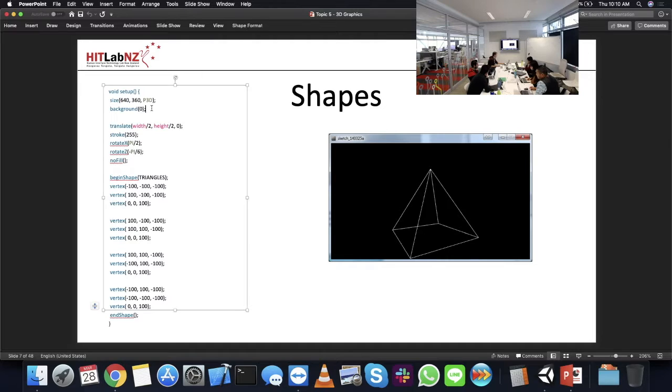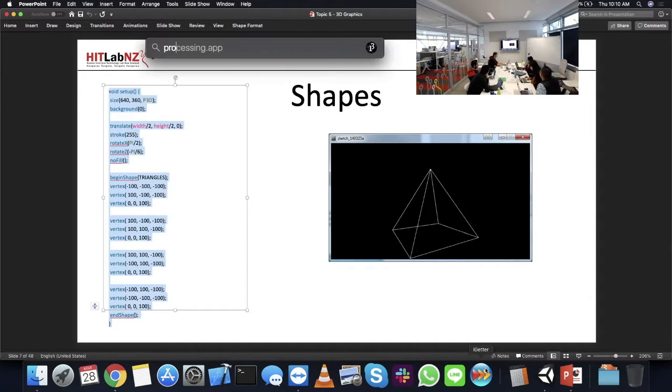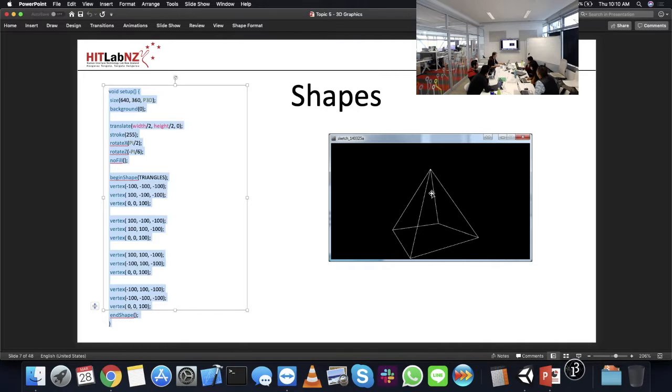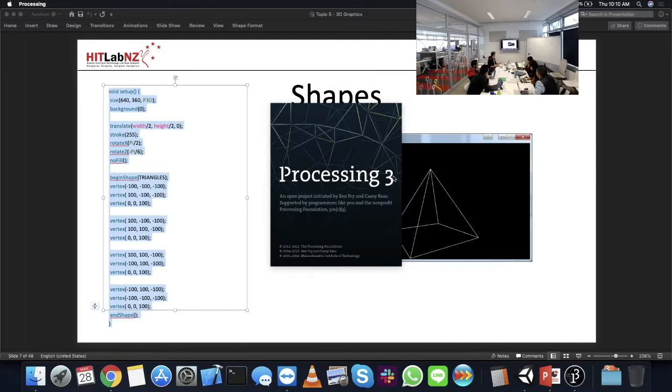Cool, so let's have a look at another example. I didn't open Processing, that was silly. So this is another example for Processing. This time we're drawing a slightly more complicated shape out of these primitives.